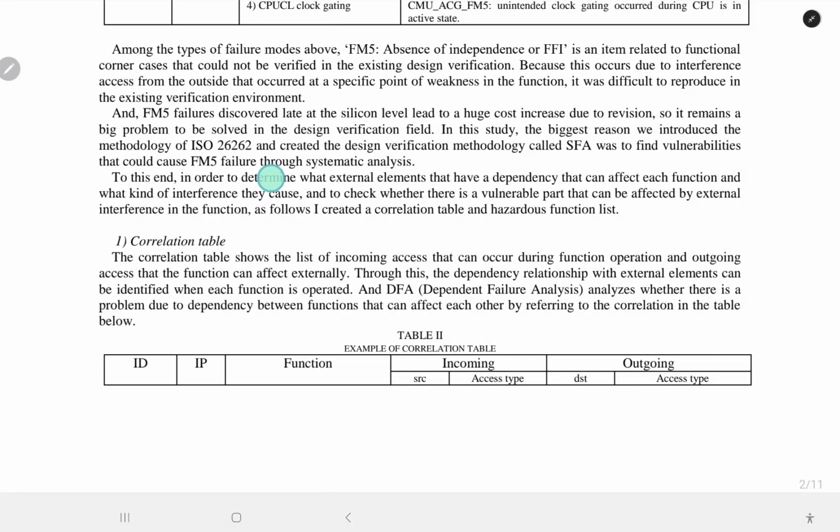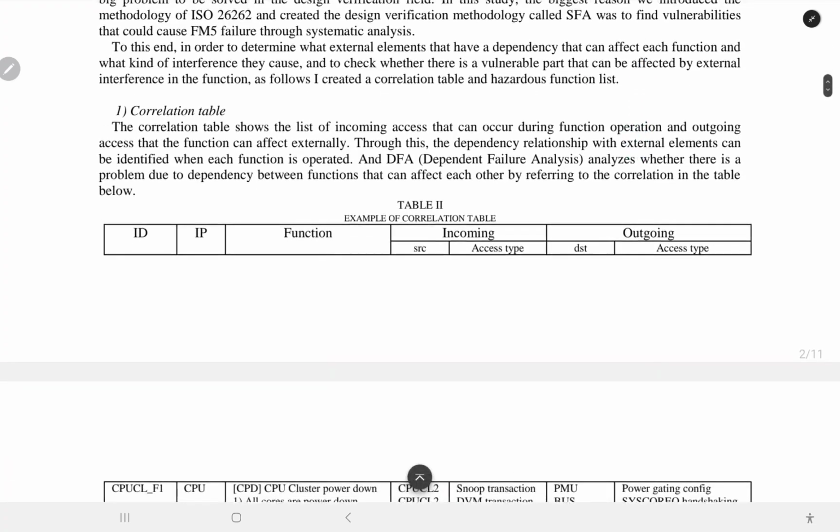To this end, in order to determine what external elements have a dependency that can affect each function and what kind of interference they cause, and to check whether there is a vulnerable part that can be affected by the external interference with the function, as follows, I created a correlation table and hazardous function list.